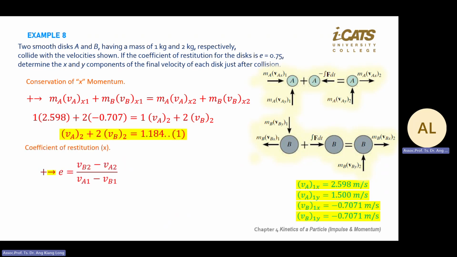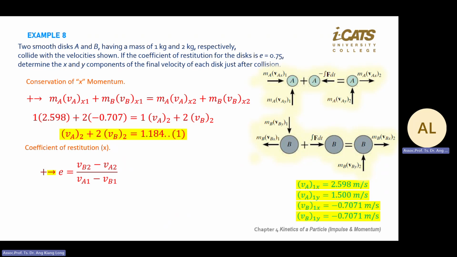You do x first. Then you have the constitution. Okay, this one is assumed. It assumes directly that the velocity goes in that direction. VA goes in that direction, VB2 goes in the VBX direction, both in the positive direction. Again, if your diagram points to the other direction, it should be negative here.